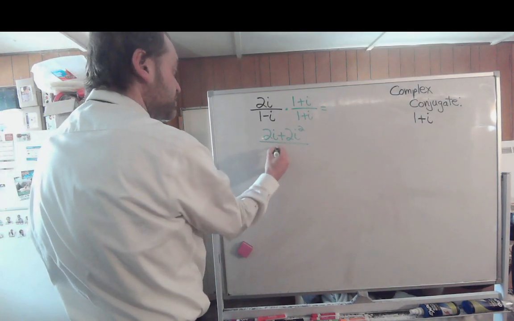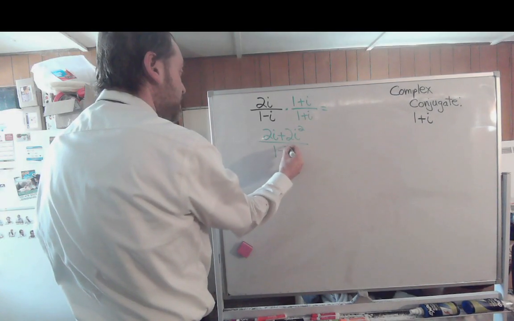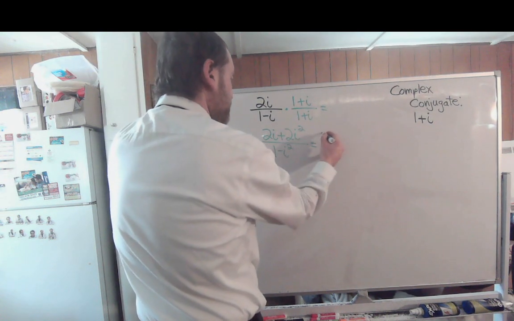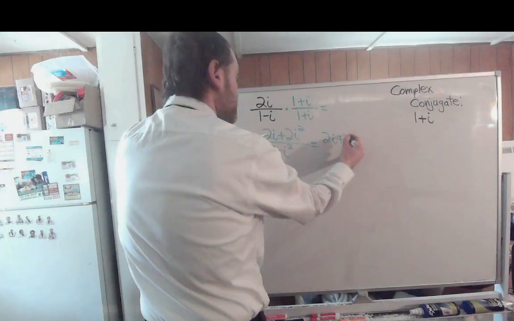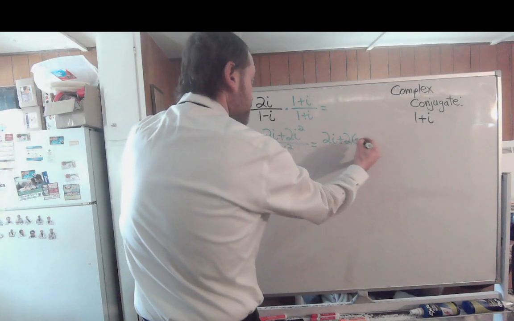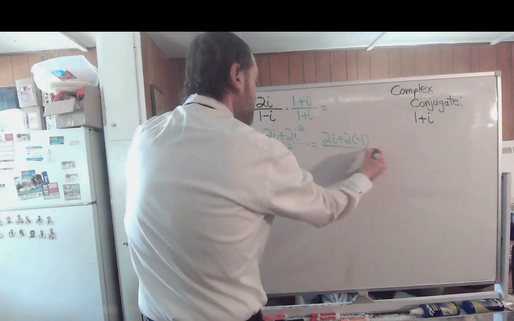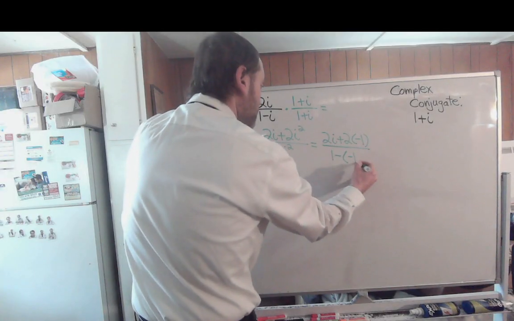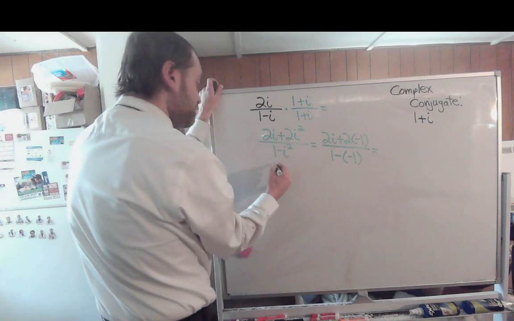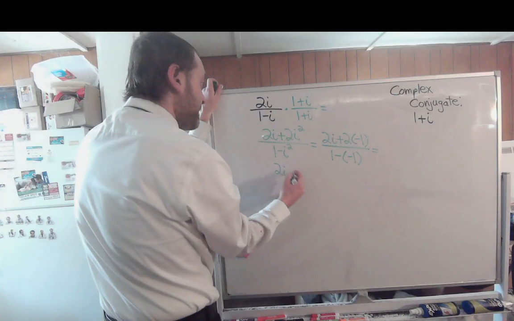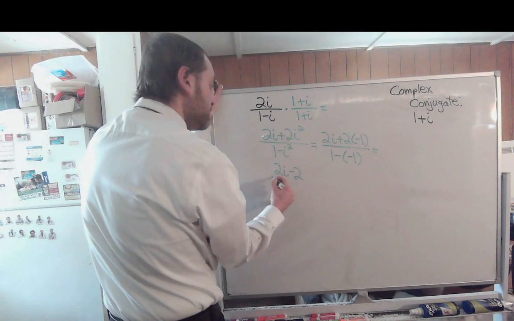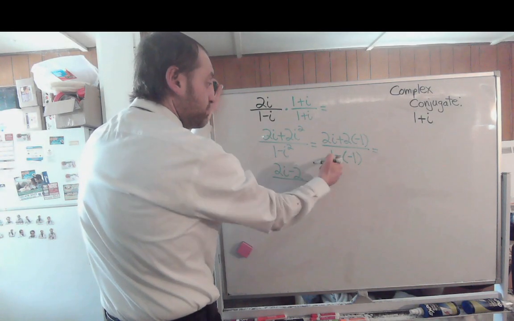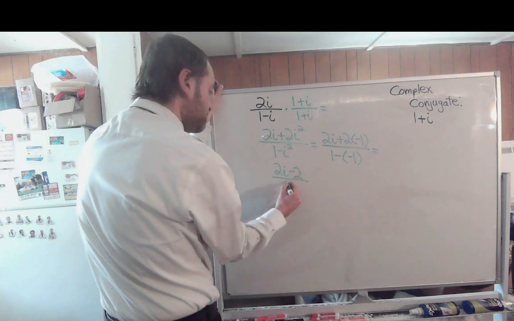a perfect square, so that'd be 1 minus i squared. So this is going to be equal to 2i plus 2 times that i squared, which would really be times negative 1, over 1 minus, what's i squared? Negative 1. So this would become 2i minus 2 over 1 plus 1. 1 minus negative 1 is 1 plus 1.